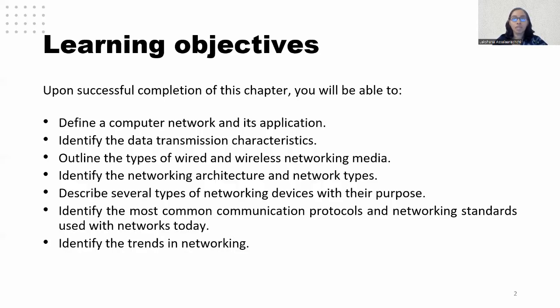So here are the learning objectives of this chapter. Upon the successful completion of this chapter, you will gain knowledge about what a computer network is and what its applications are. Also, you can identify different data transmission characteristics, outline the different wired and wireless networking media, and identify different networking architectures with their networking types. We will also discuss the different types of networking devices with their purpose. Then you can identify the most common communication protocols and the networking standards that are currently used, and we will also look into some of the trends in the networking field.